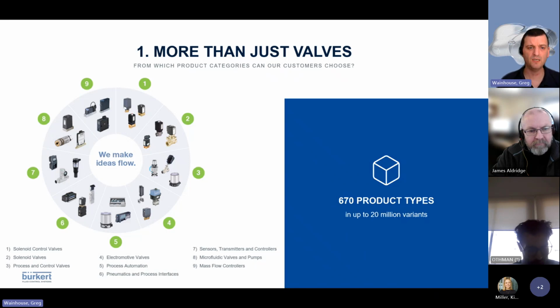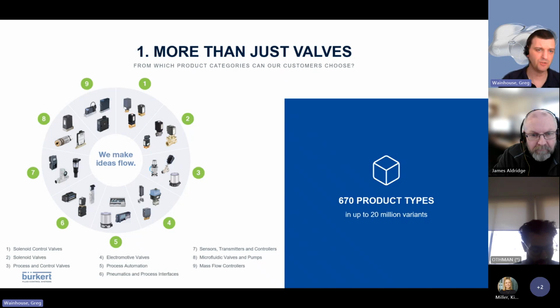We also have control valves. We also have a range of pneumatic valve islands. So if you want to pilot a number of larger process valves, we can put the pilot valves on an island and put them in a cabinet for you as well. And then we come on to things like our sensors. So we have flow sensors and analytical water quality sensors.